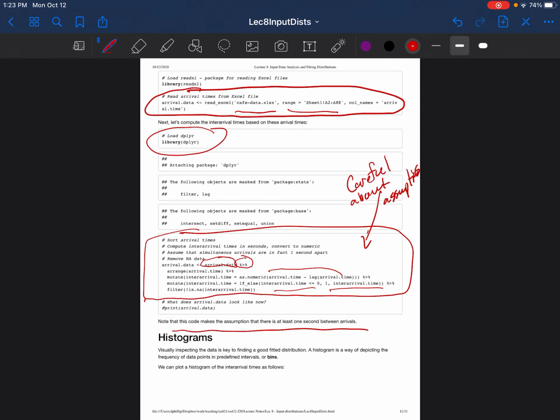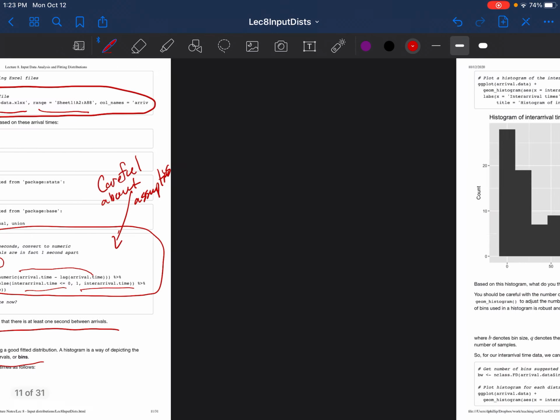That worked for our cafe data, and now we can plot a histogram. Histograms are going to be useful for establishing what candidate distributions you might want. The key part of doing a good histogram is determining the right number of bins.